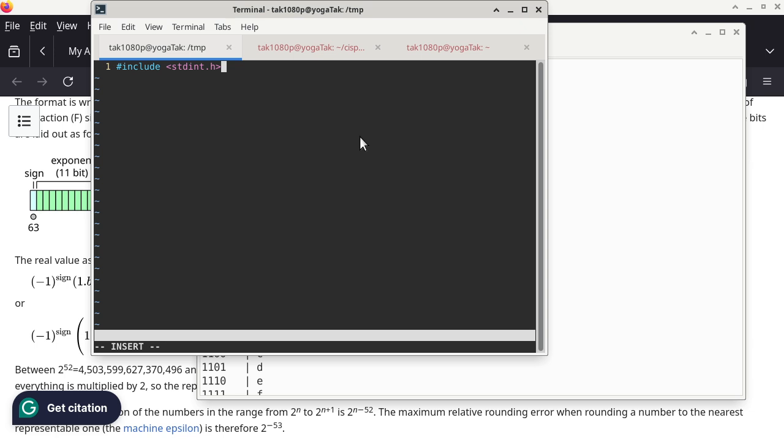It stands for standard integer.h. It gives us the ability to specify integers of exact widths. In other words, in your C and C++ class, I'm giving you a question. How wide is an int? If you just say int x, how many bits are in that variable?